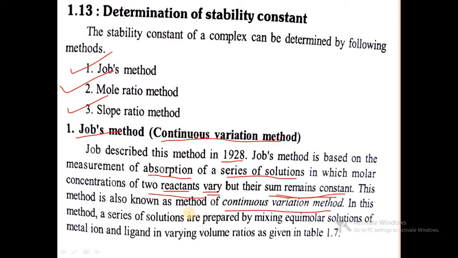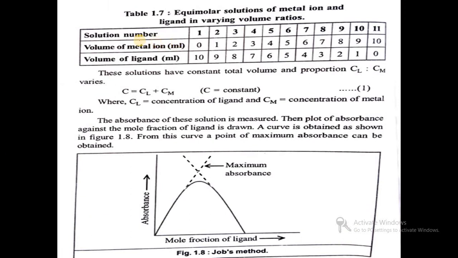In this method, a series of solutions are prepared by mixing equimolar solutions of metal ion and ligand in varying volumes. In this table, the numbers are from 1 to 11. When the volume of metal is 0, the volume of ligand is 10, so the total sum is 10. If we take 1 ml of metal ion, then the volume of ligand is the remaining 9, total sum 10. So this is Job's method. Then 2, 8; 3, 7; 4, 6; and lastly 10, 0.